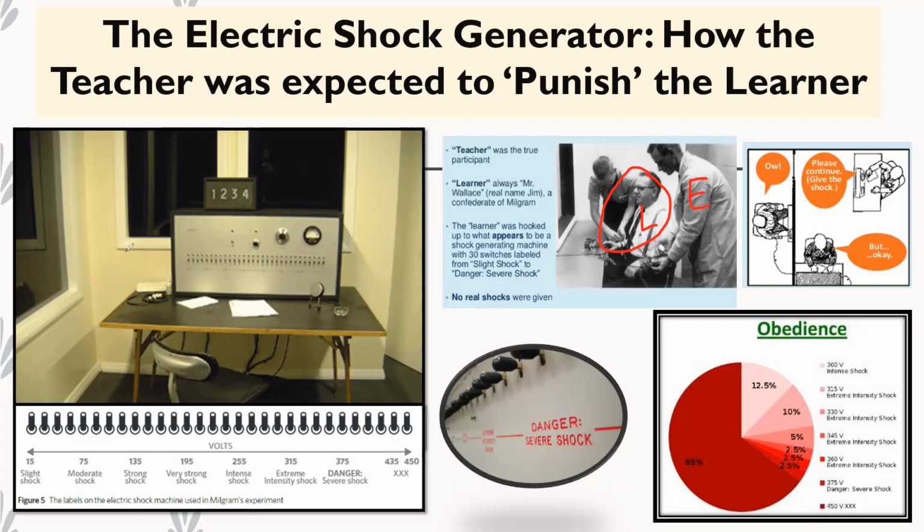This is the apparatus, or the electric shock device, we could say. And you can see that it ranges from light shock to XXX. XXX means danger, severe shock. This is the kind of shock that can essentially kill someone. So these were the labels. You can see there are many switches here. Every time the learner gets a question wrong, which they will do because they've planned this with Milgram, the learner will get an electric shock, and the teacher will push down those levers there.